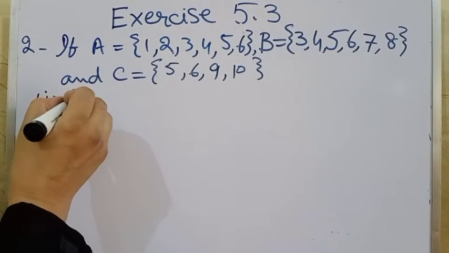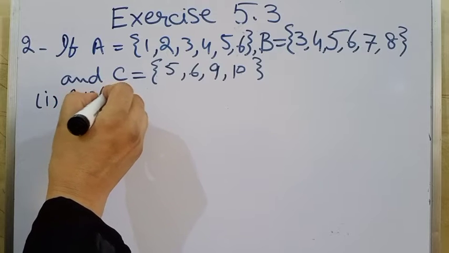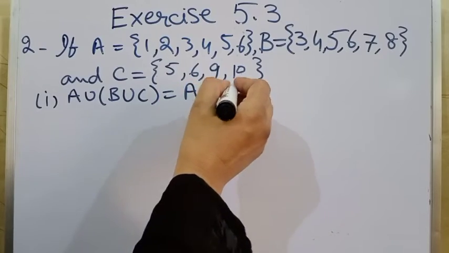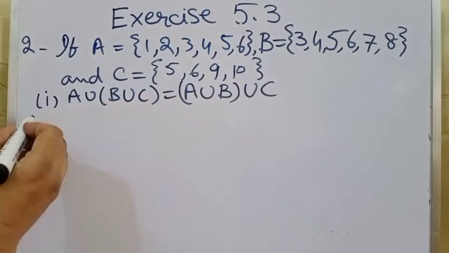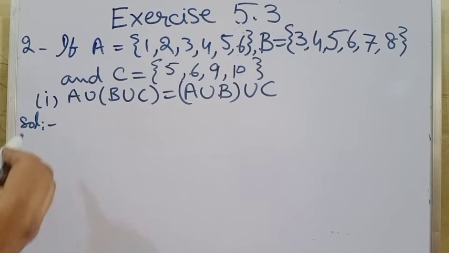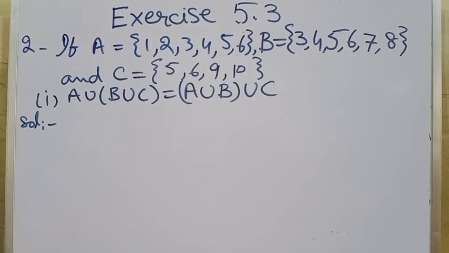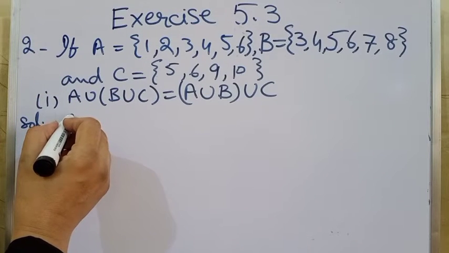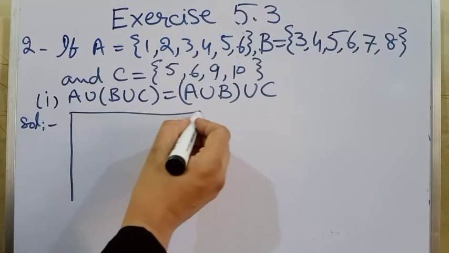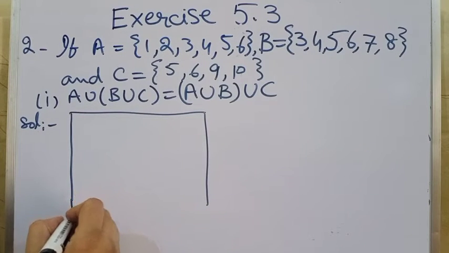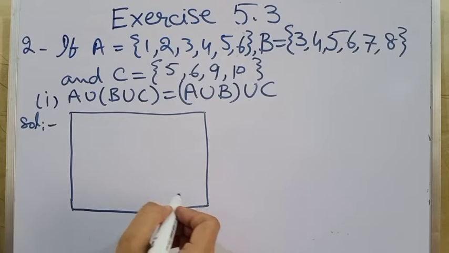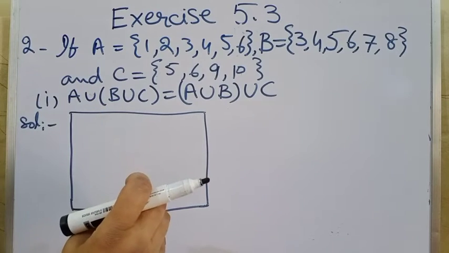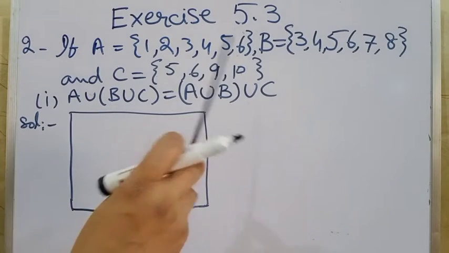First, A union B union C, this is equal to A union B union C. We have to solve this. First we observe A union B. In these types of questions, it is better to find theoretically all the common elements in the sets.